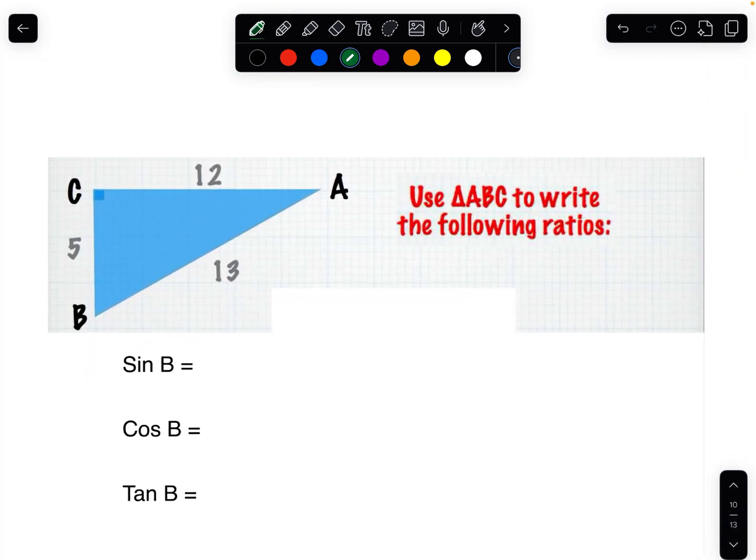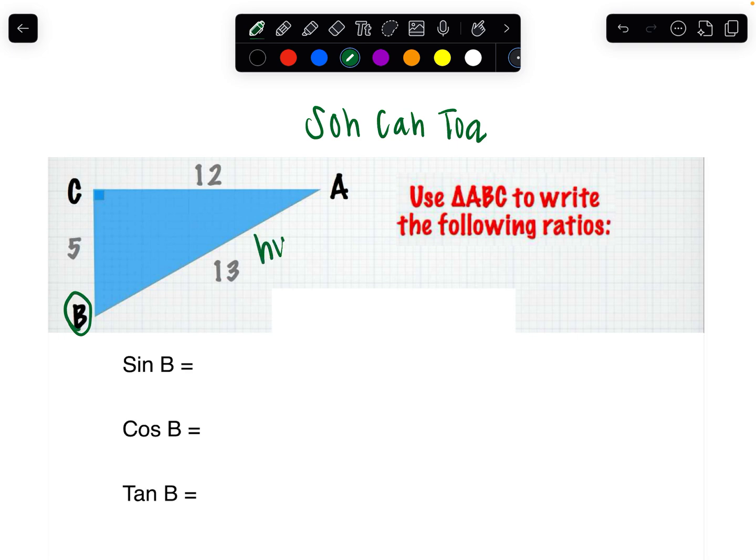All right, we're going to do the same things here, but with angle B. So again, we have our SOHCAHTOA. We're talking about angle B. The hypotenuse has not changed. That's still 13. But now if I go across angle B, my opposite side is 12, which means my adjacent side is 5.